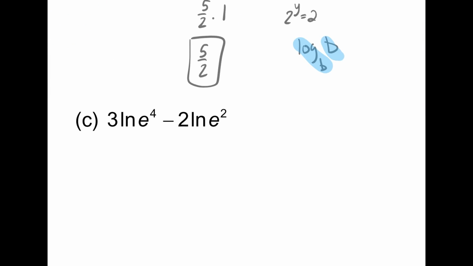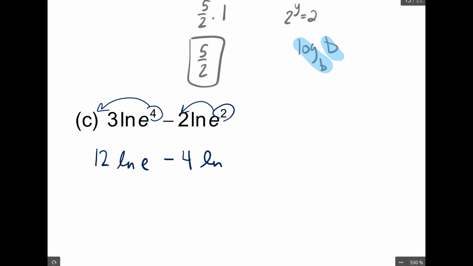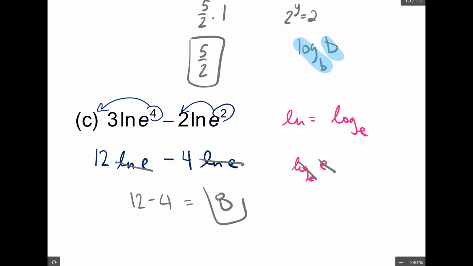And now we get to some nice parts. So take the power, bring it out front. 3 times 4 is 12 ln of e minus, well, 2 times 2 is 4 ln of e. And don't forget, if I'm taking natural log, ln is literally log base e. And if it's natural log of e, I'll be having log base e of e. This cancels out, so these go away. I have 12 minus 4. That's just going to equal 8.